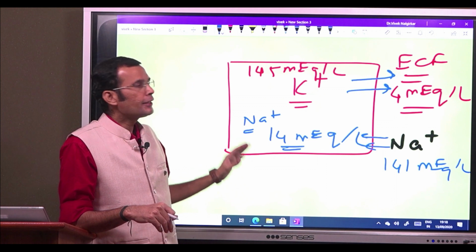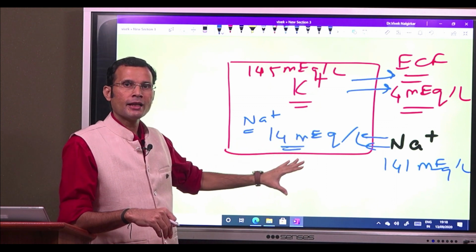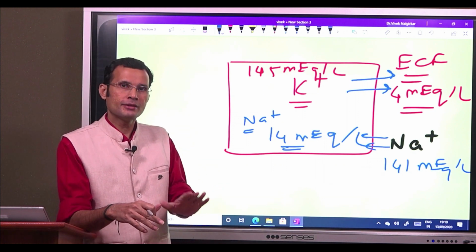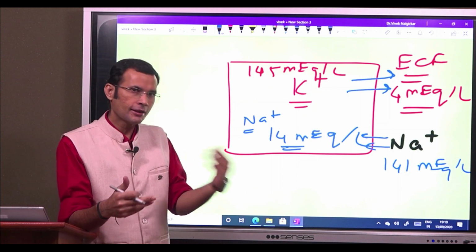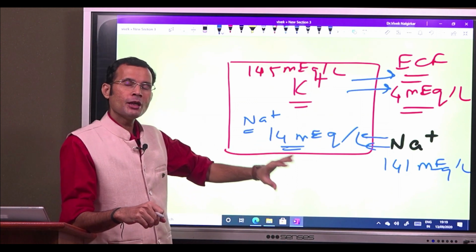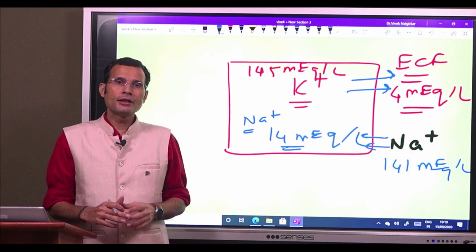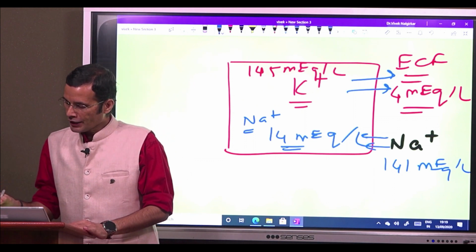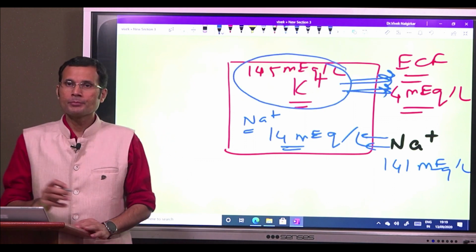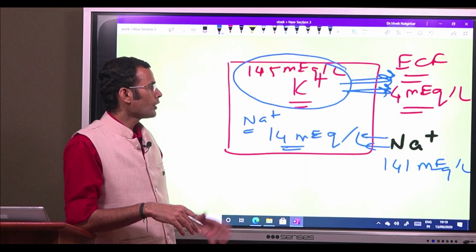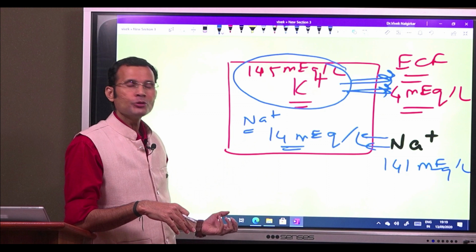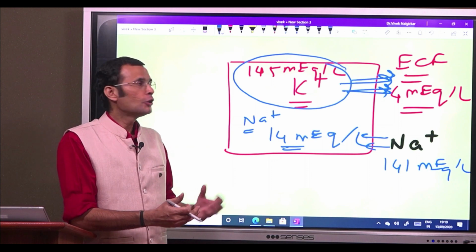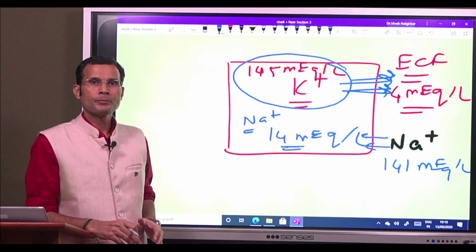Another point that I need to emphasize in this particular diagram is that whenever sodium enters the cells, I am going to need this particular fact and I will discuss it later. Whenever sodium enters the cell, it is going to create an electrochemical gradient to drive the potassium out of the cell. You need to remember this fact.